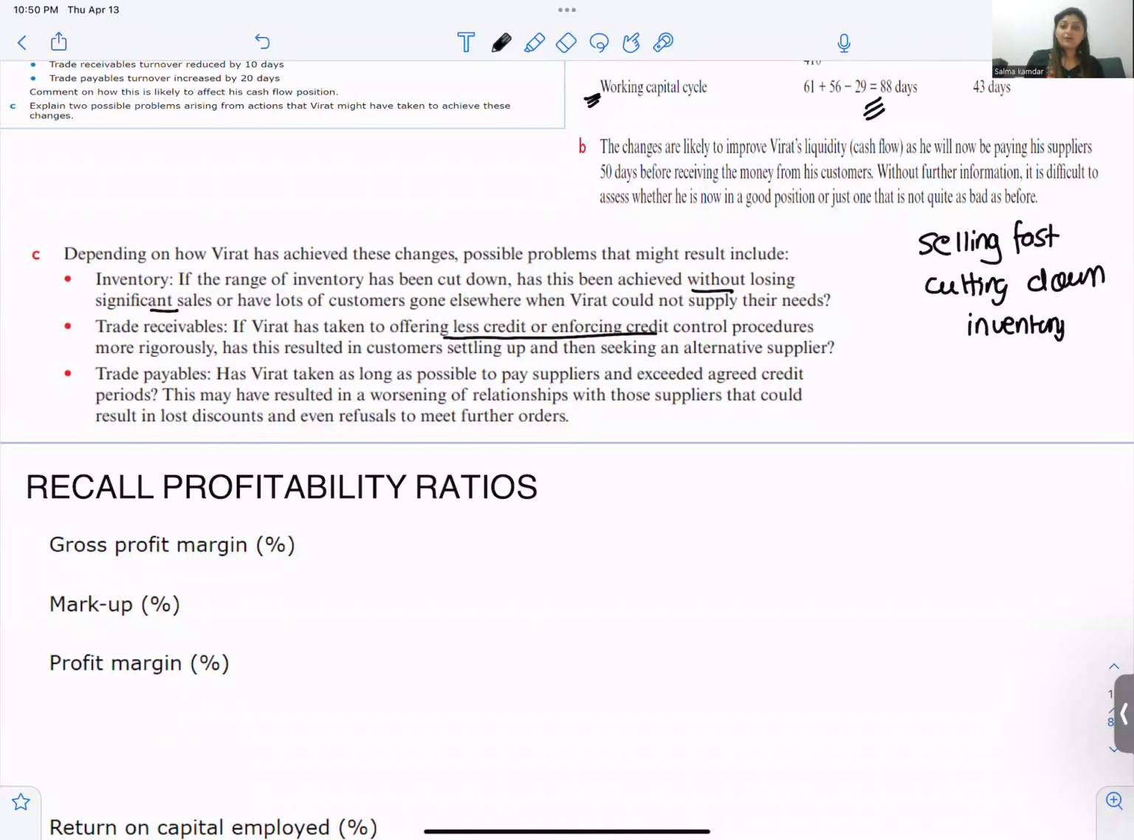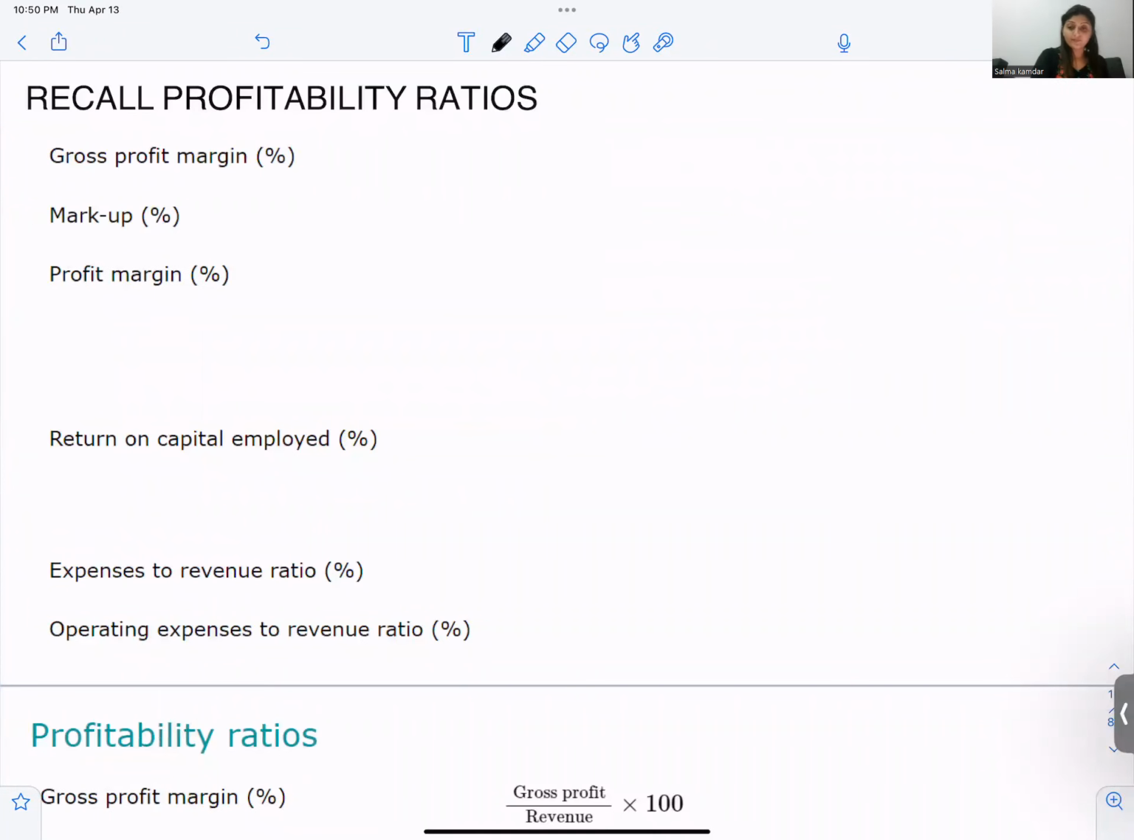Let's talk about our profitability ratios. What are the profitability ratios that you know of? Gross profit margin, markup, profit margin, ROCE, expenses to revenue, and operating expenses to revenue ratio. Do you know the formulas of it? Yeah.